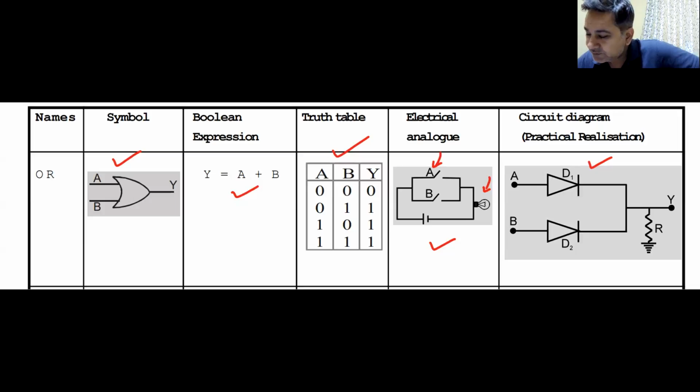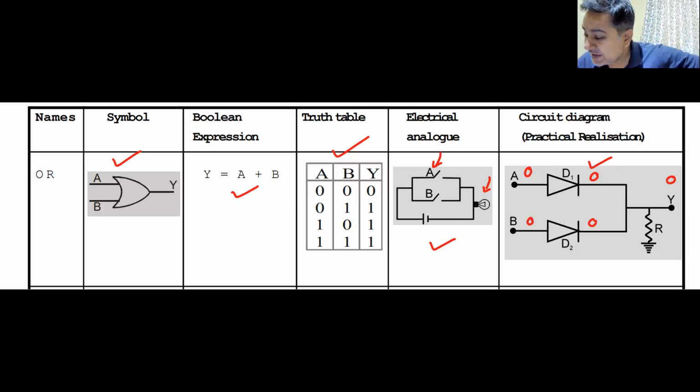How do I get this? Tell me. If this is 0, it will not conduct, so it will be 0. Yes or no? Yes, sir. If it is 0, it will not conduct, it will be 0. Yes or no? Yes, sir. So 0 and 0 will become 0. Yes or no? Yes, sir.